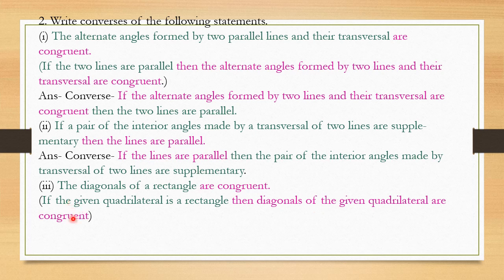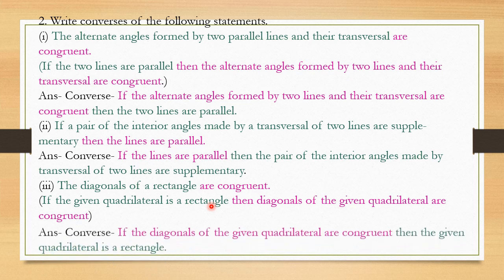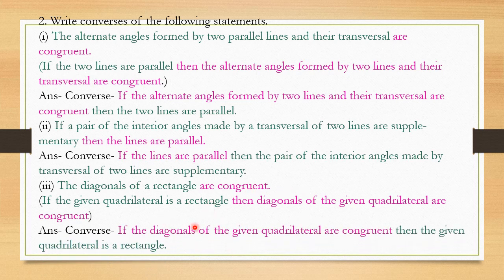As soon as we get this if and then statement, this conditional statement, we can easily write down the converse of this statement. So this pink part will come for if. Let us see how it will be. If the diagonals of the given quadrilateral are congruent, then the given quadrilateral is a rectangle. Right? So we have interchanged the position. This is how we write down the converse of the conditional statement, the if and then statement.